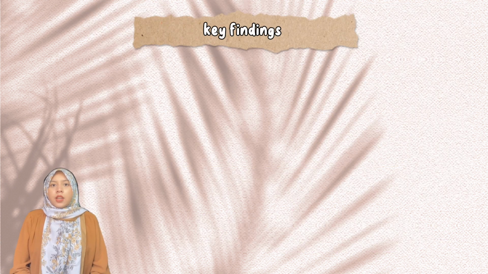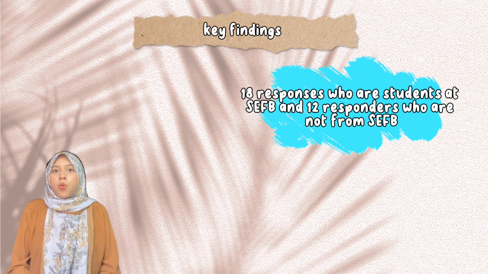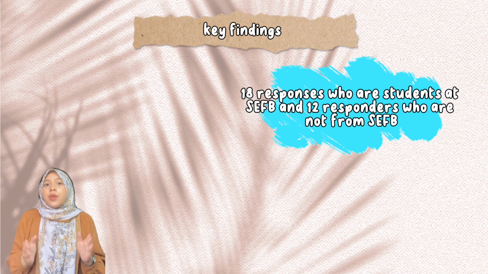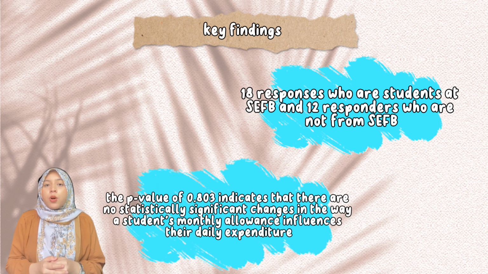The key findings of this paper are as follows. There are 18 respondents who are students at SEFB and 12 respondents who are not from SEFB. We refer to the p-value column. The p-value of 0.803 indicates there is no significant change in the way a student's monthly allowance influences their daily expenditure.